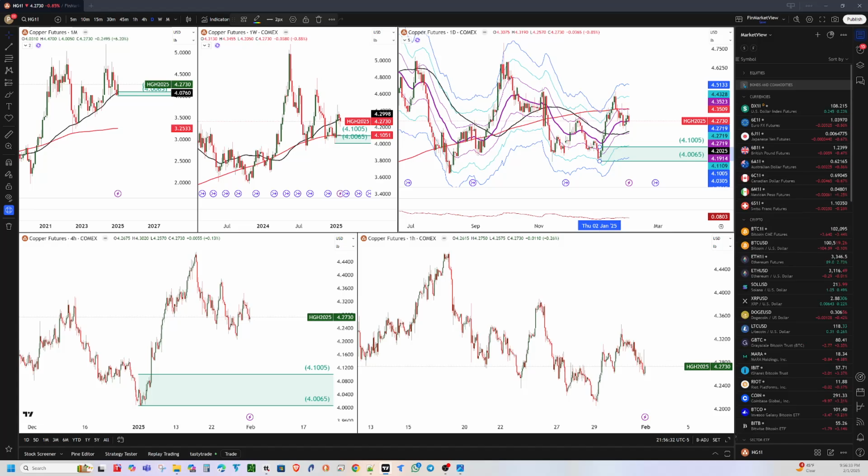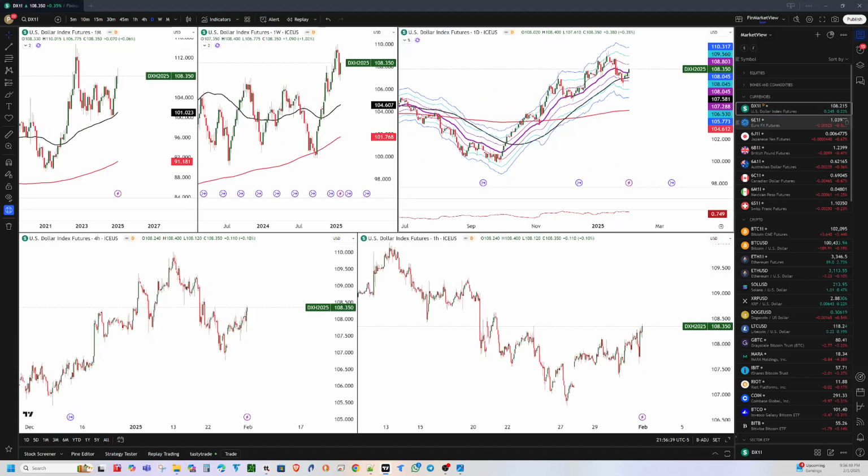We'll move on to currencies. The main currency which I focus on is the US dollar index futures. Pretty much this dollar index drives many other currencies, cryptocurrencies, futures, and also some sort of bond and equity relation also. So on the US dollar, let's talk for a few minutes here.